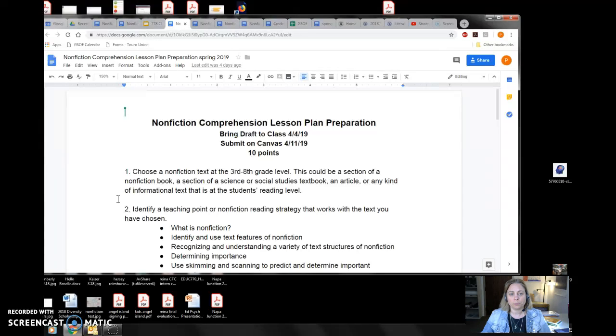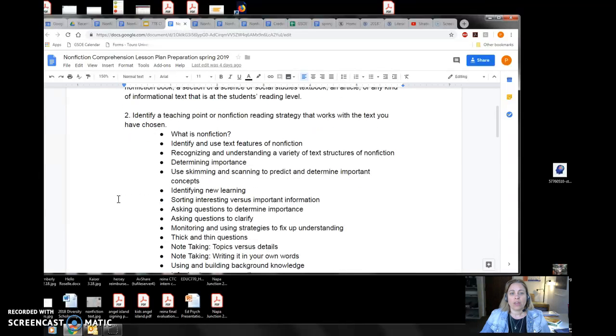If you're teaching this to a small group, it does not need to be at their exact grade level. It can be closer to their actual reading level. So let's say you're planning this for a small group of struggling readers. Choose a text that is at or near their reading level, so more instructional level because you're going to be doing it with them. Then you're going to identify that teaching point.